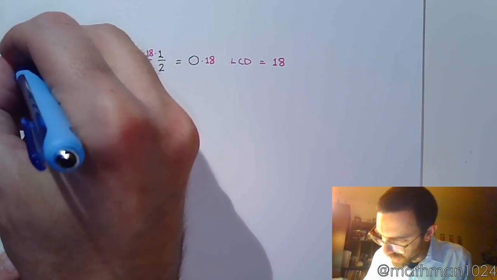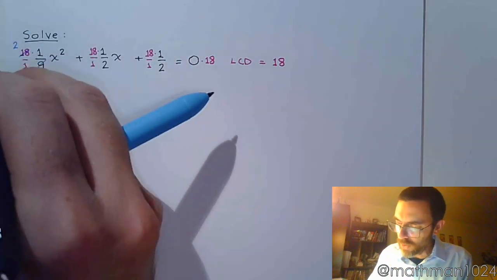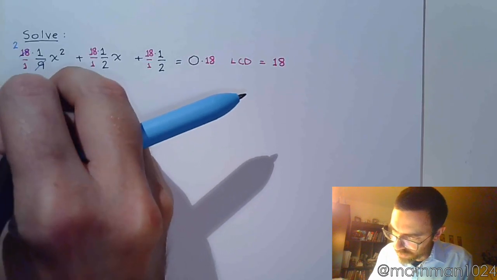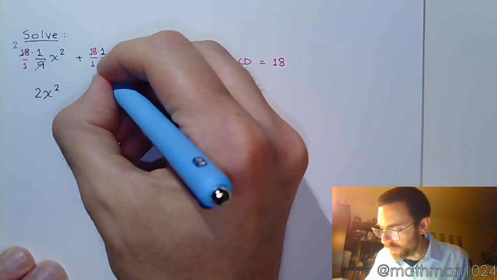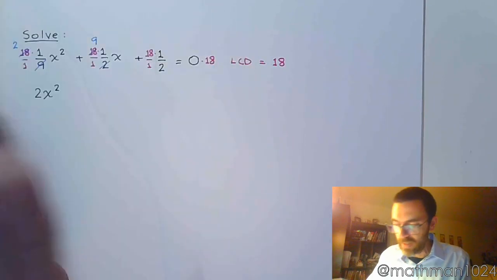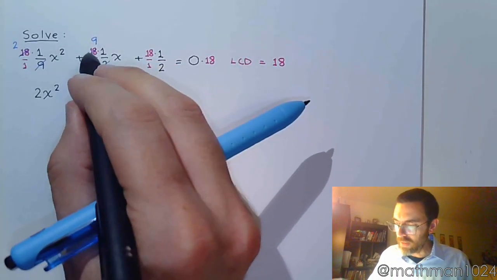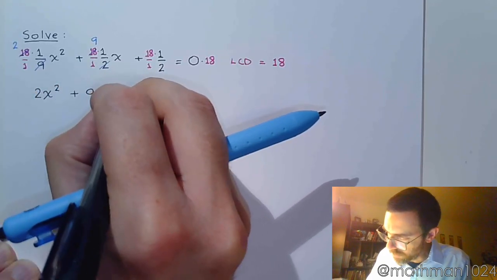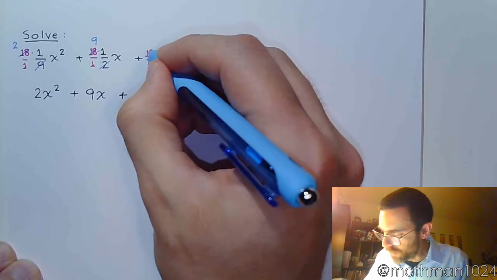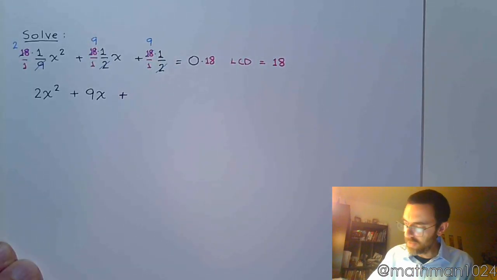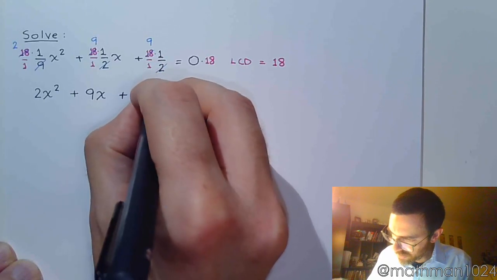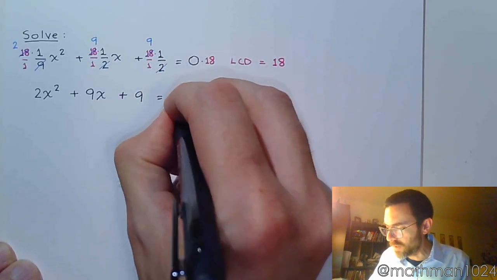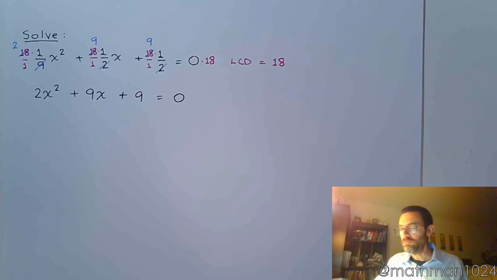So what happens now is that the 9 goes into 18 2 times, and so we get 2x squared. And here, 2 goes into 18 9 times, so 9 times 1x is 9x. And then 2 goes into 18 9 times again. And 0 times 18 is just 0. All right, so we got rid of the fractions, so that was the first problem. And now we have something that's quadratic.